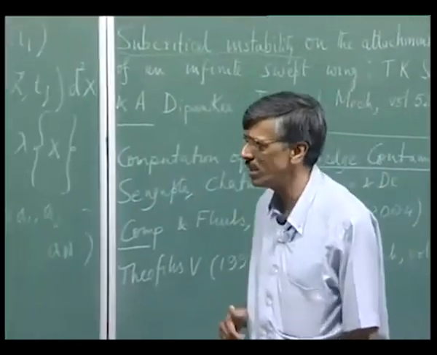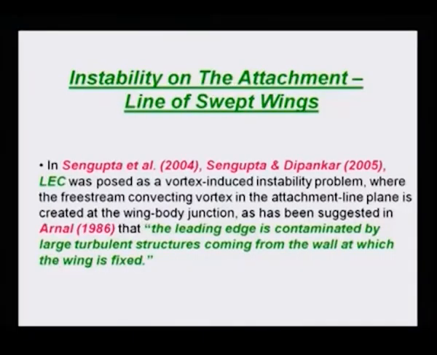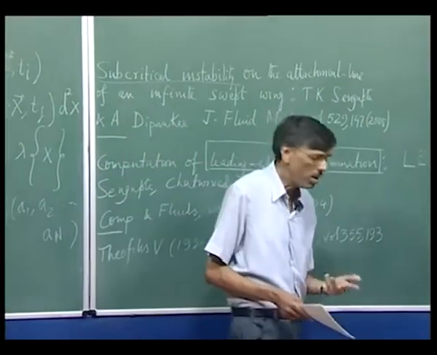Now, what we did in this couple of papers is we just posed it as a vortex induced instability, and the free stream convecting vortex in the attachment line plane is being created at the wing body junction. Because this was very much apparent, experienced researchers like Arnold have noted that the leading edge is contaminated by large turbulent structures coming from the wall at which the wing is fixed. So if that is so, then it is very, very easy for one to go ahead and do that.